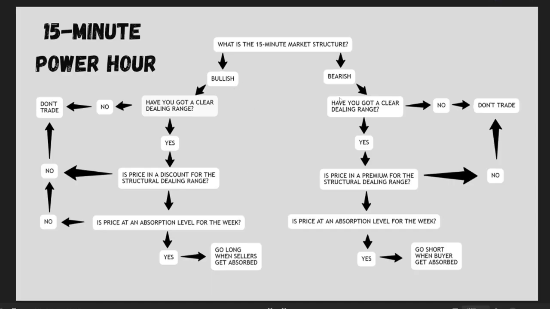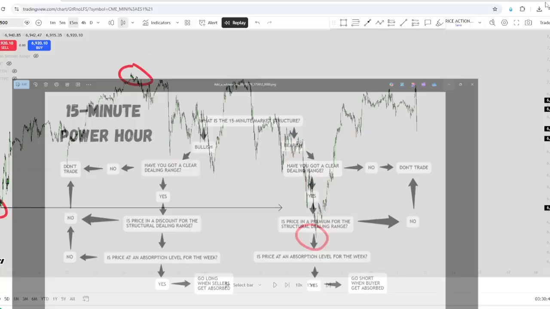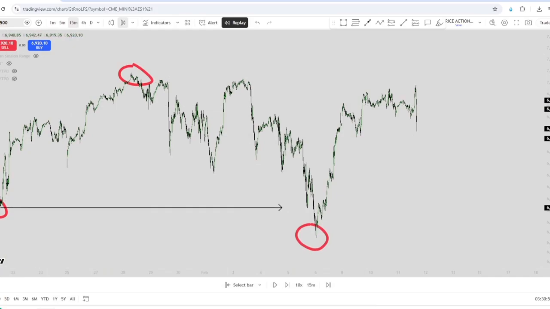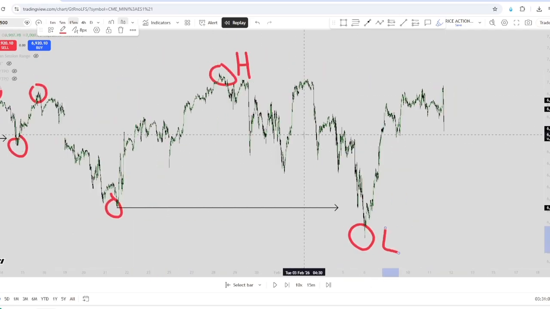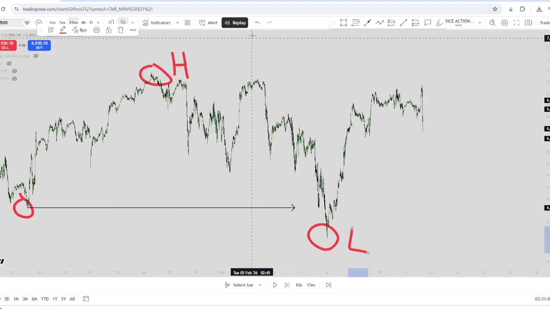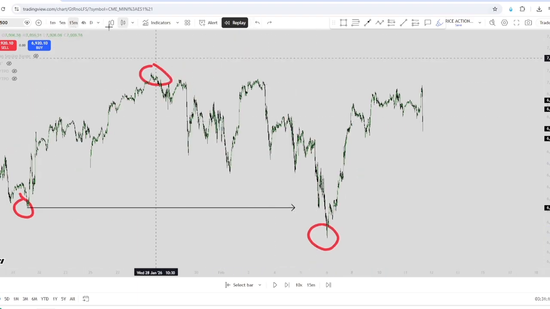Now, step two is, have you got a clear dealing range? So what do I mean by dealing range? So if you watched any of my previous videos, you will know that I refer to dealing range as the most recent high, so that's going to be up here, and the most recent low, that's down here. Now, of course, you need to have your market structure correct and valid in order to make your dealing range correct, right? If your structure is off, you're going to have a difficult time finding your dealing range. So this is our dealing range.